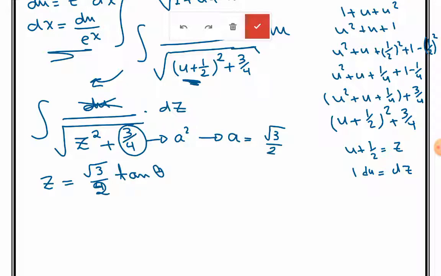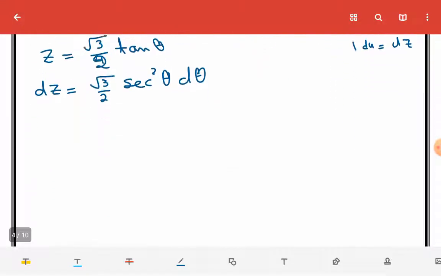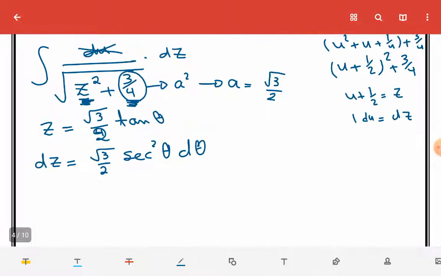Why tan theta? Because it's a variable squared plus a perfect square quantity, a variable squared like z squared, x squared, anything squared, plus a number raised to a power of 2. So it's a tan theta, and dz, the derivative here, is radical 3 over 2 as a constant, and the derivative of tan, which is secant squared theta, d theta, right? And substitute in my question, which is, what's the final step here?